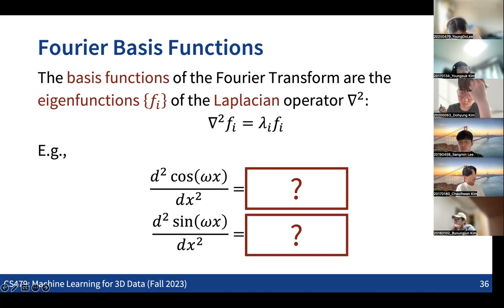So for example, let's see the cosine and sine functions in one-dimensional space. If you take the second derivative of the cosine and sine functions, what do you get in one-dimensional space?